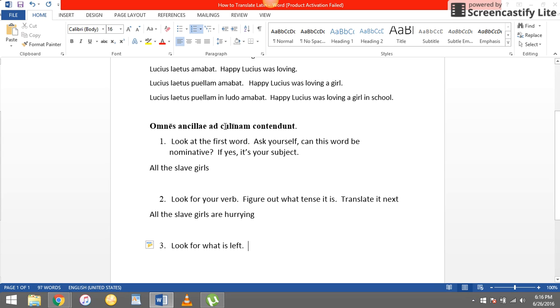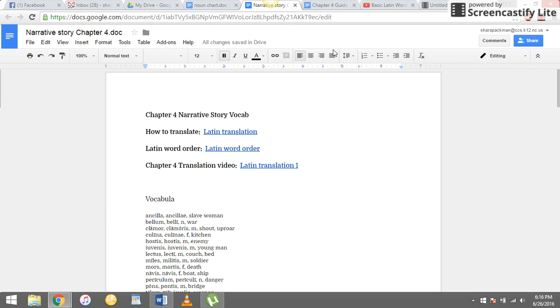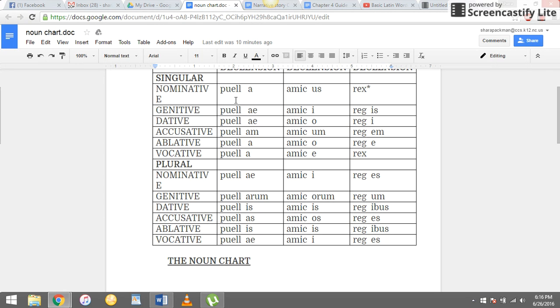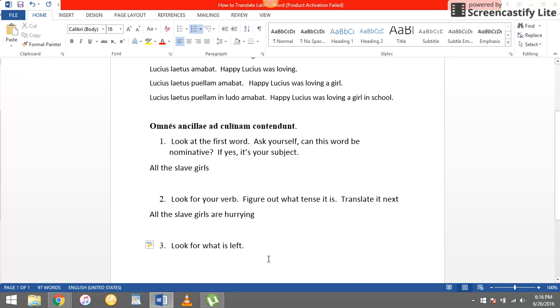So we have to look at culinam, look at the am ending. We're going to go back to the noun chart. Am is singular right here. So we know it's only one kitchen. So we translate it. So all the slave girls are hurrying to the kitchen.